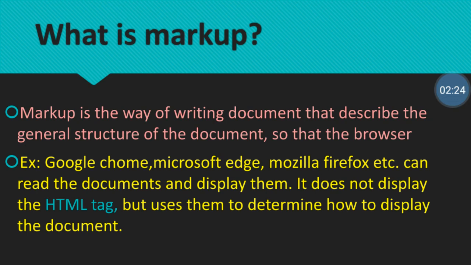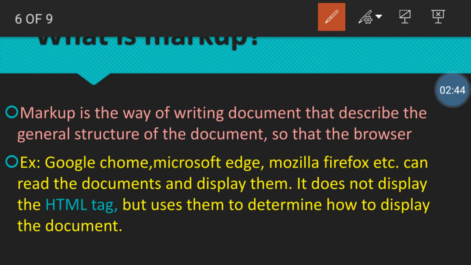What is markup? Markup language, this markup is the way of writing a document that describes the general structure of the document so that the browser, for example Google Chrome, Microsoft Edge, Mozilla Firefox, etc., can read the document and display them. It does not display the HTML tags, but uses them to determine how to display the document. Now what is markup? Markup language is the method to represent and define text which specifies the markup codes.